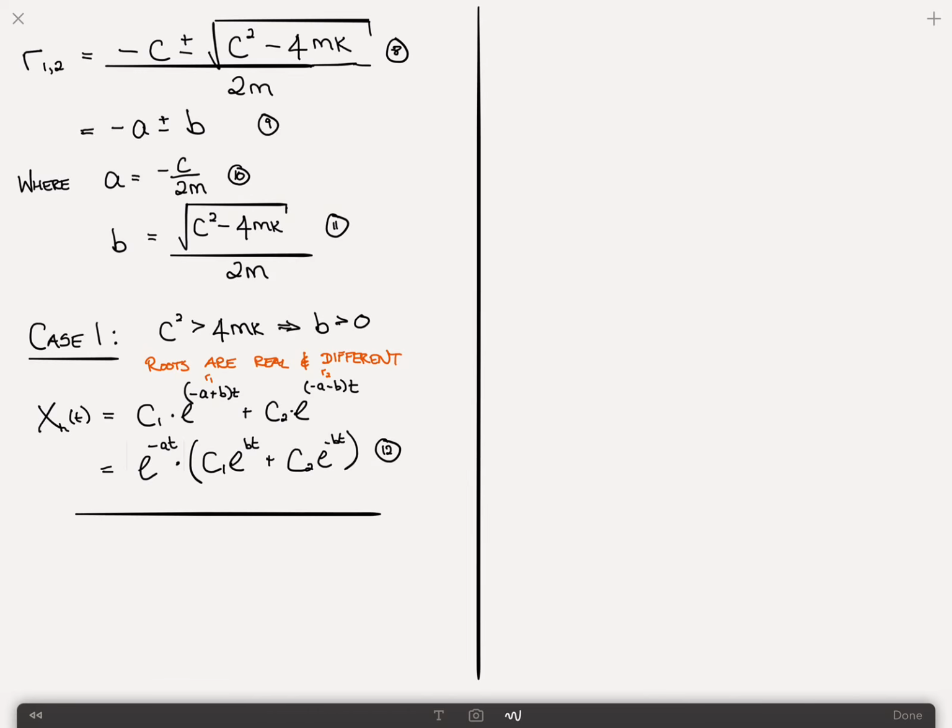Let me try to separate it. Case 2, in this case, c squared is exactly equal to 4mk. All right, and this implies that b is equal to 0. So if we look at the roots here, we can see that if b is 0, then the roots must be equal. So let's write that, do it in red. Roots are real and equal.